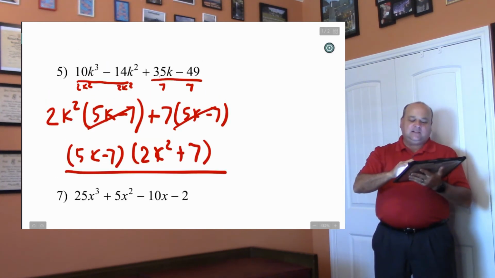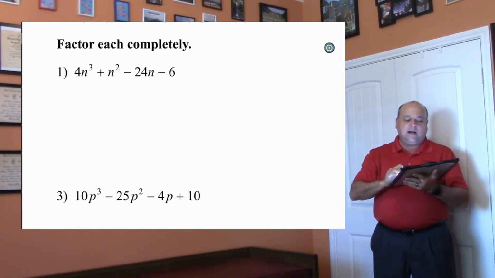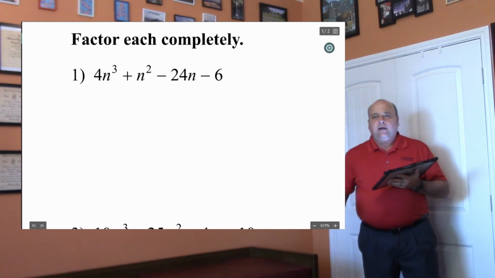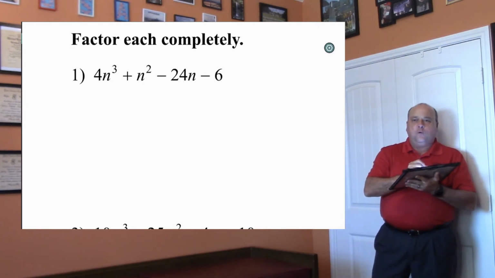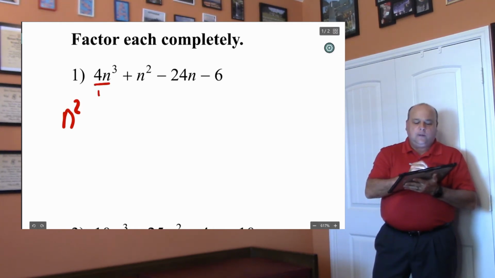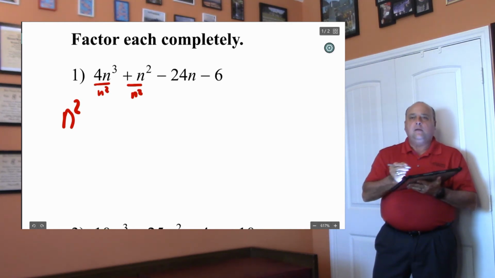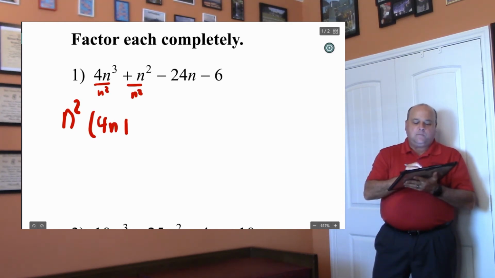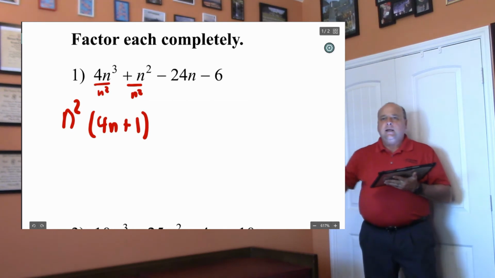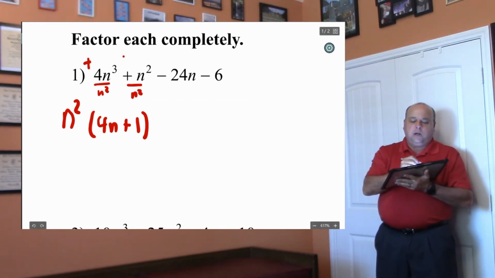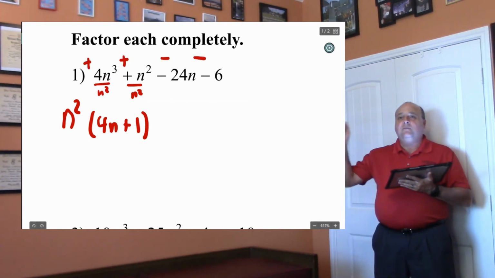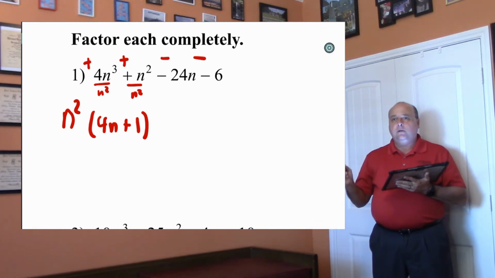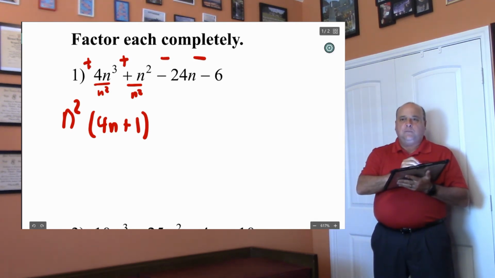Oh, now then, let's go up to number 1 because number 1's kind of tricky. Okay, what can I pull out of 4n and n squared? If I can't pull out a number, the only thing I can pull out is an n squared, right? So I'm going to divide these by n squared. And I'm going to get 4n plus 1, right? Now then, please watch this with me. Plus, plus, minus, minus. These are opposites, right? Do you see that the first two signs are plus, plus, and the last two signs are minus, minus?